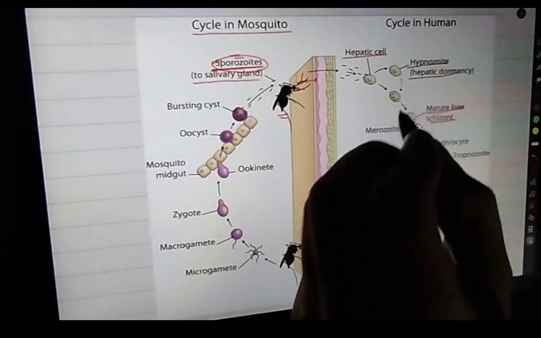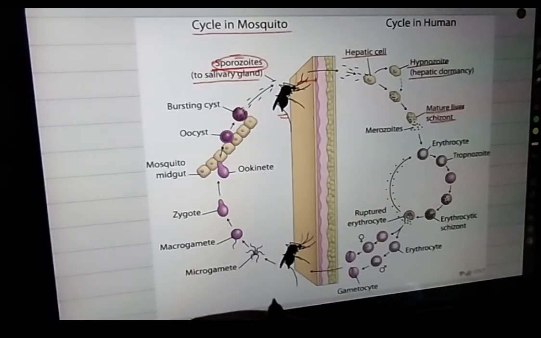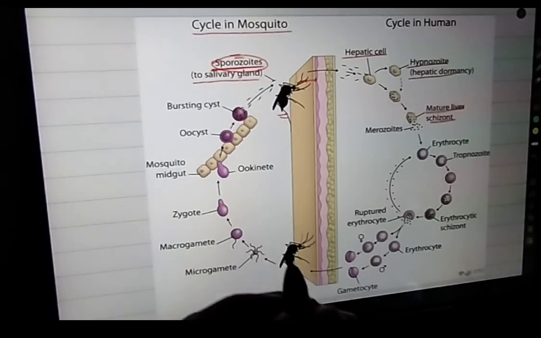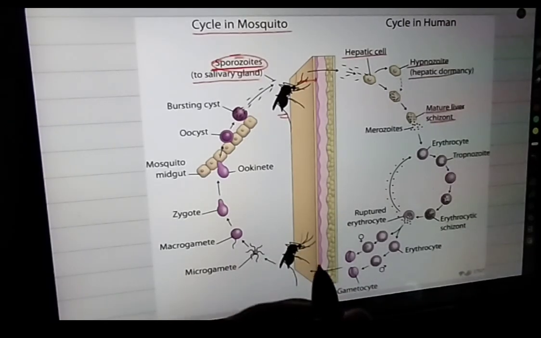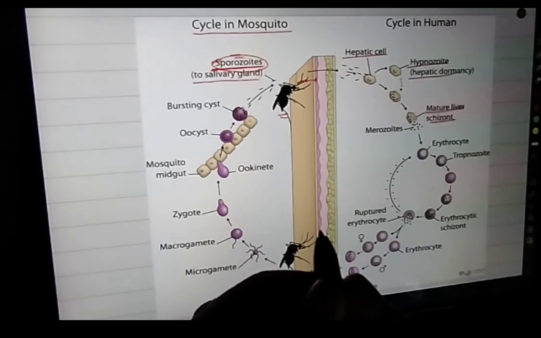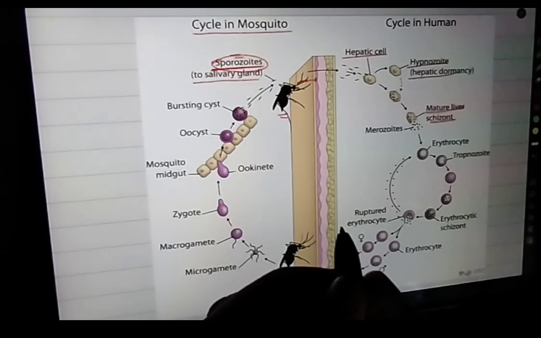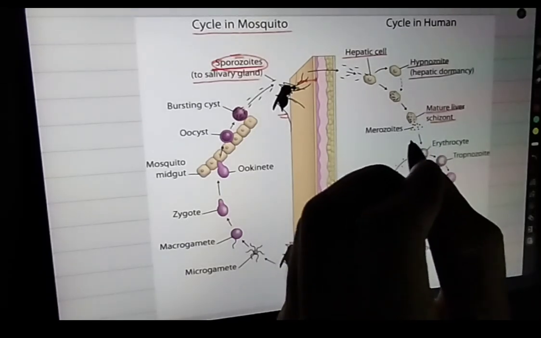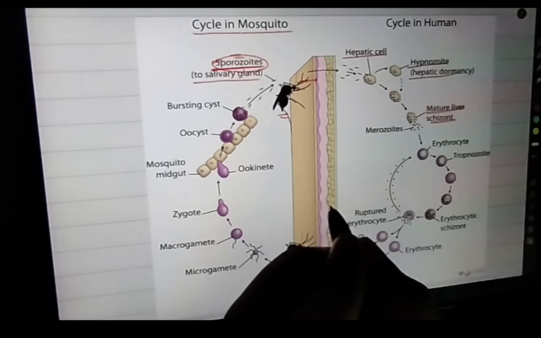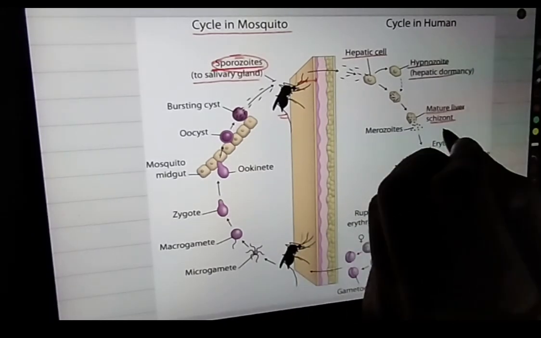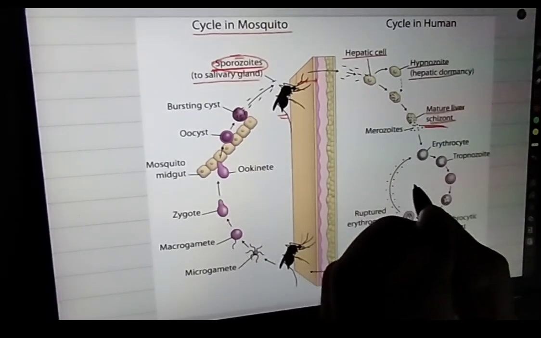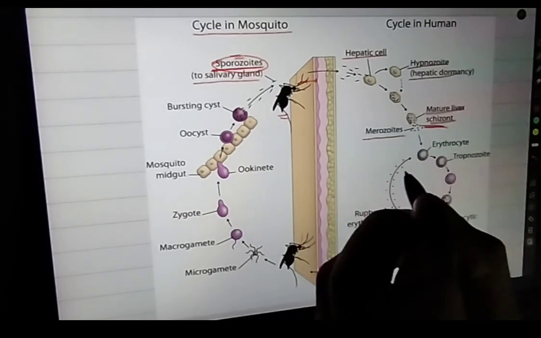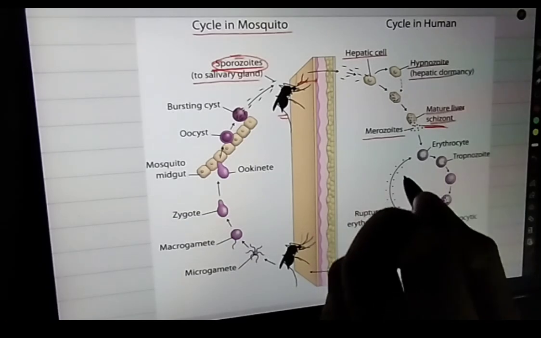In the hepatocyte, the sporozoites are converted into trophozoites. Some of the sporozoites don't undergo development, and this dormant stage is called hypnozoites. The trophozoites in the hepatocyte undergo several nuclear divisions and form a structure called a schizont. After rupture of this schizont, several merozoites are released into the circulation.